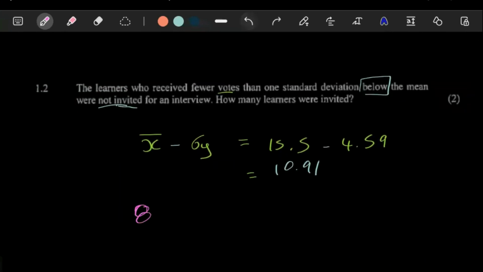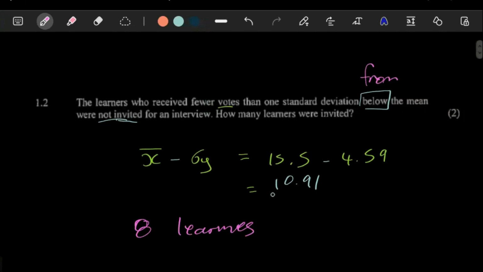The reason we're saying 8 learners is because if they had said learners who received fewer votes than one standard deviation from the mean, then we would need to remove one standard deviation and get a number, and then add one standard deviation and get another number.